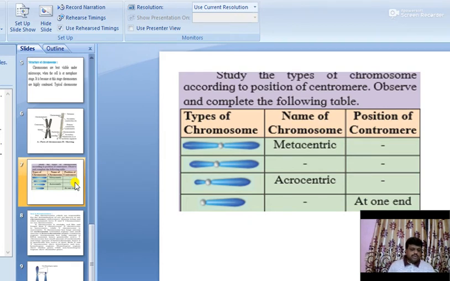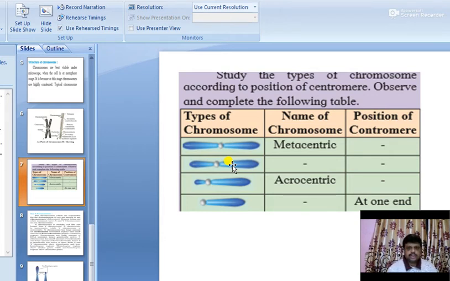Now just see one more type of chromosome, the submetacentric. In submetacentric, the centromere is located some distance away from the center. In this chromosome, you can see the centromere is slightly away from the center. This chromosome appears L-shaped in anaphase.